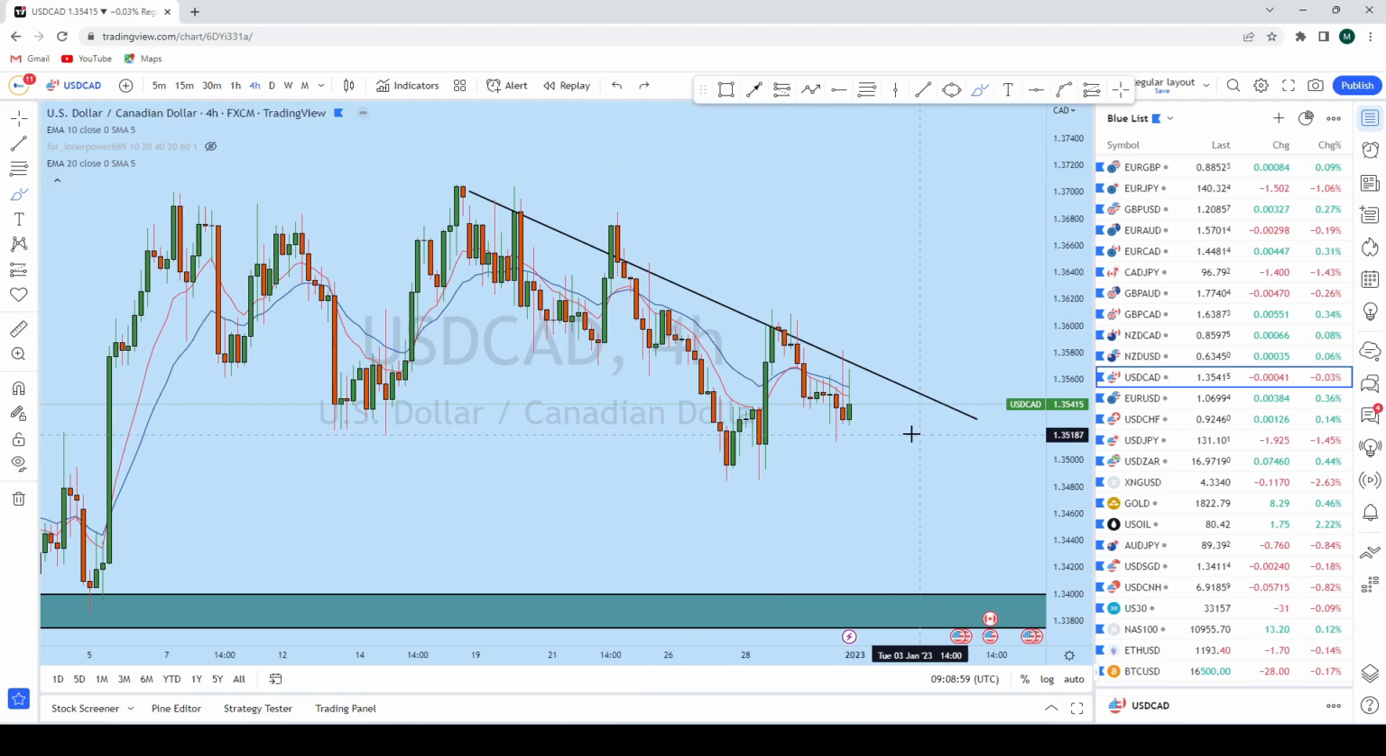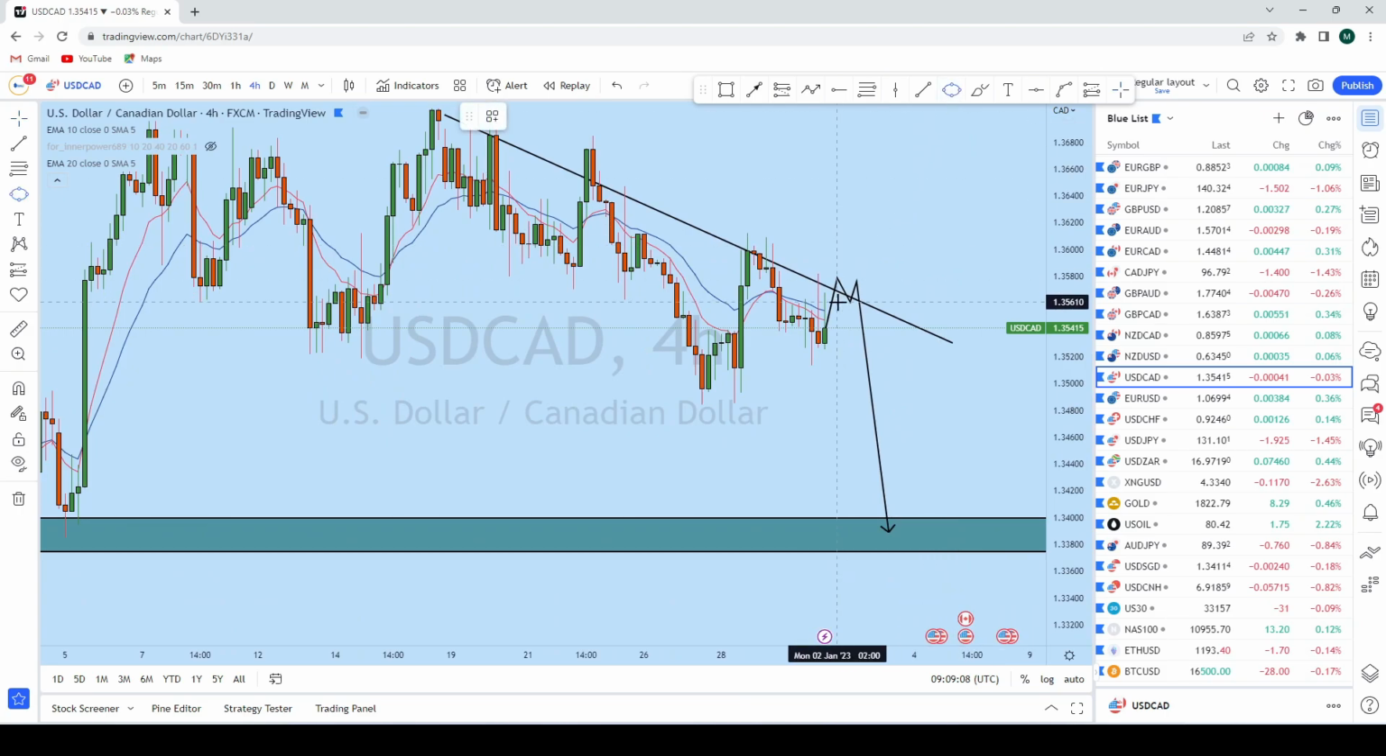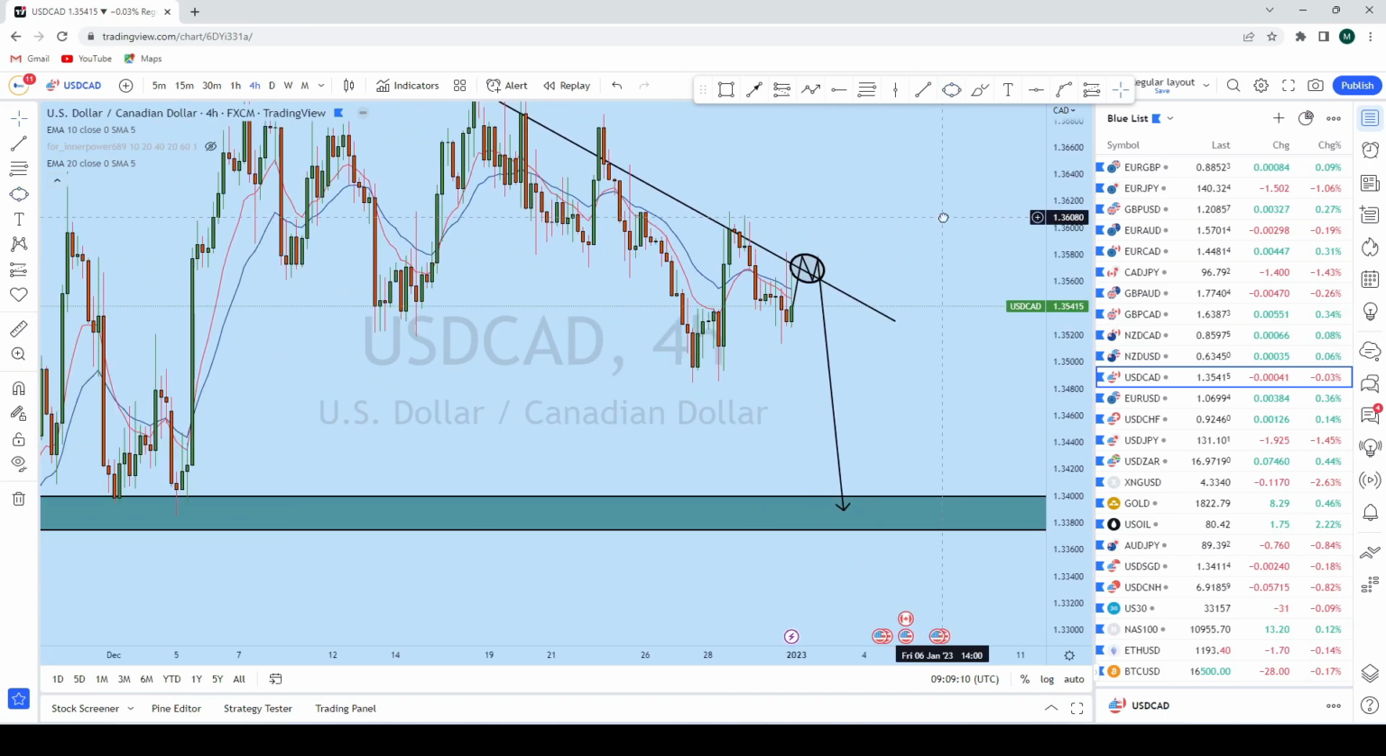What we can expect in the new trading week is another spike to the upside, testing this trend line, and from here to create a bearish price action. So as soon as we find a suitable entry opportunity along this zone for dollar CAD to drop, we'll consider going short with a high probability trade setup with our students.